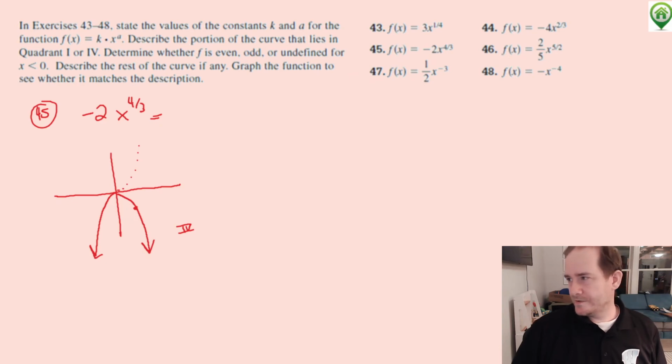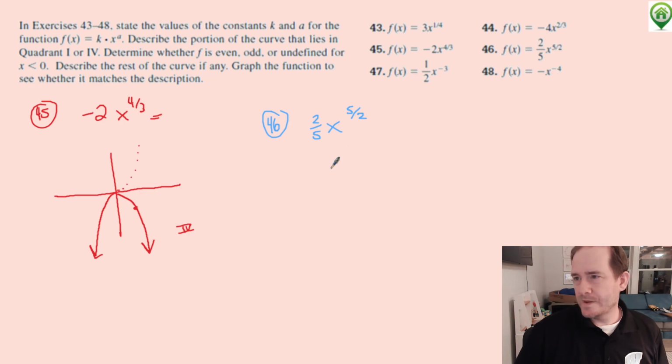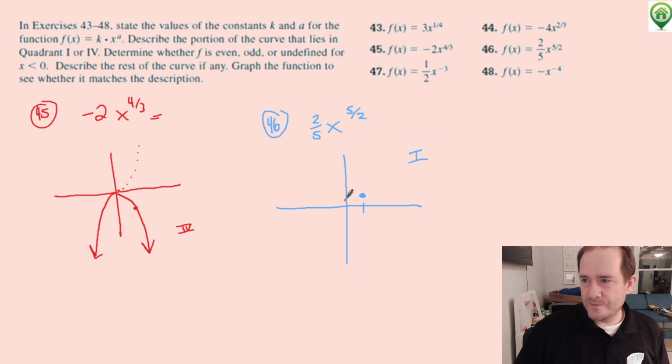Looking at 46. We've got 2/5 as a coefficient, x to the 5/2. So this time, our leading coefficient is positive, so we'll pass through the point 1, 2/5, and we'll be in quadrant 1. 5/2 is greater than 1, so we're going to be concave up again.